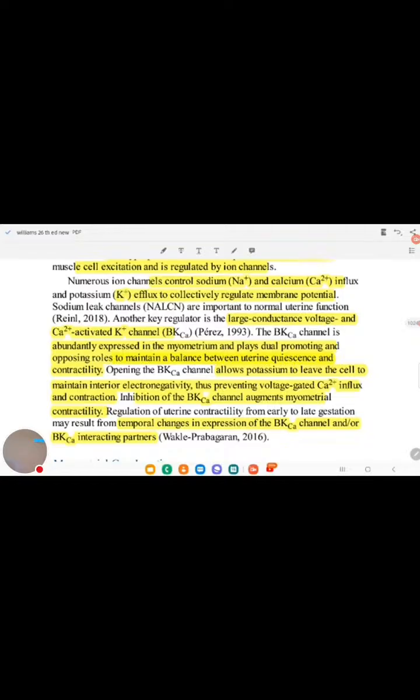If the interior of the cell maintains electronegativity, that will prevent the voltage gated calcium channel influx and contraction. So opening of the BKCa channel allows the potassium to leave the cell to maintain the interior electronegativity, preventing the voltage gated calcium influx and contraction. Same thing, if you inhibit the BKCa channel, that will augment the myometrial contraction by the opposite action.